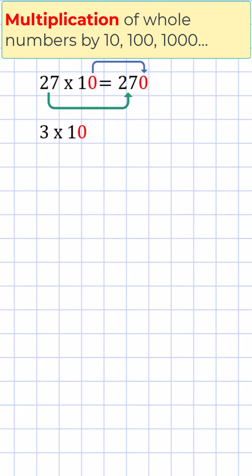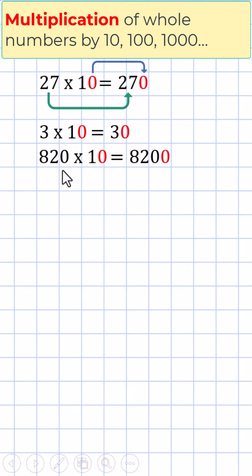Similarly, 3 times 10 gives 30, as we add the 0 from the second factor 10 to the first factor 3. Again, 820 times 10 gives 8200, because we add the 0 from 10 to the first factor, 820.